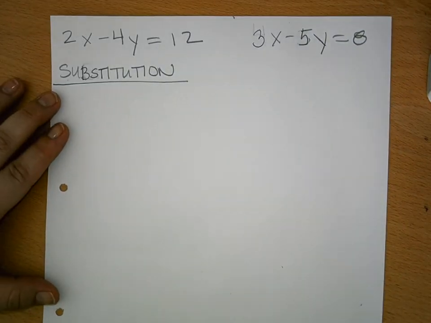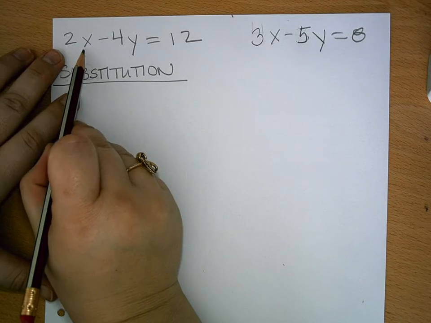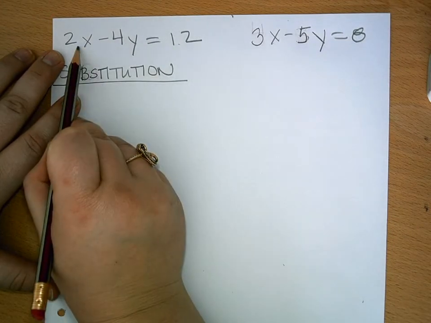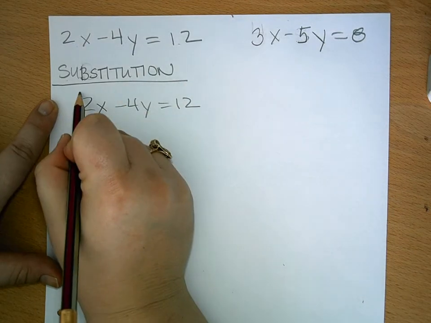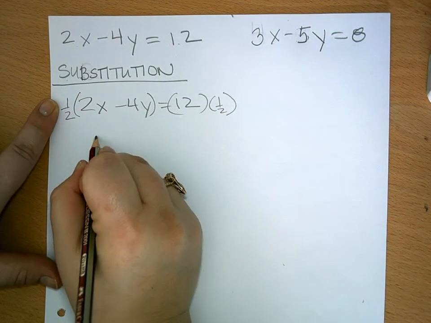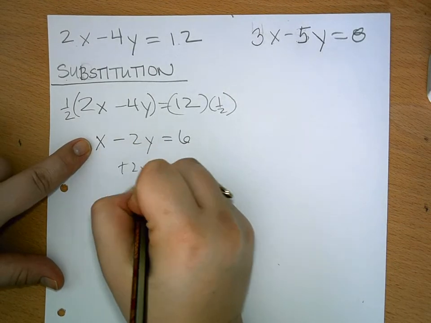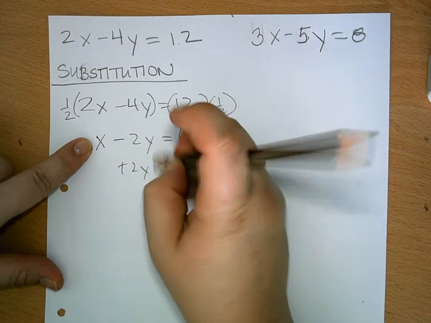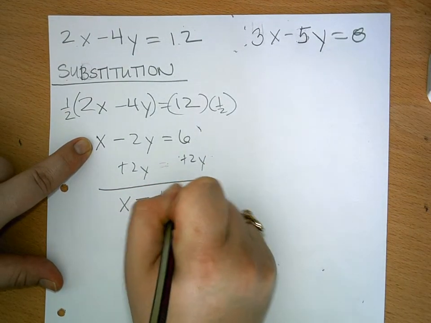Substitution. Now for substitution, you're going to have to solve for one variable in terms of the other. So now, since these coefficients are all divisible by 2, I can actually divide this one, or multiply by 1/2, and I get that x minus 2y is equal to 6. Then I can add 2y on both sides, and x is equal to 6 plus 2y.